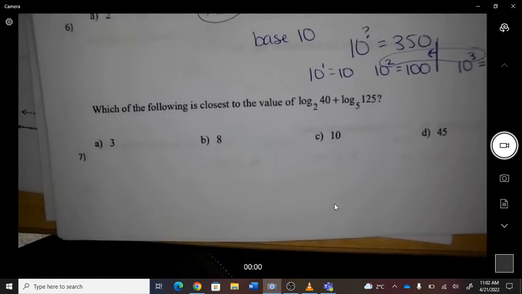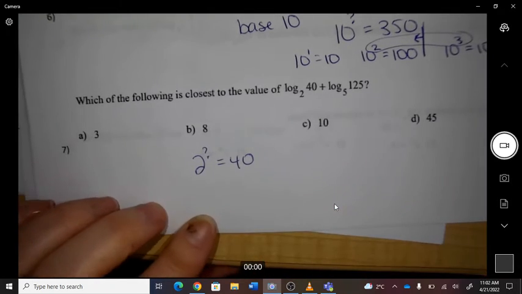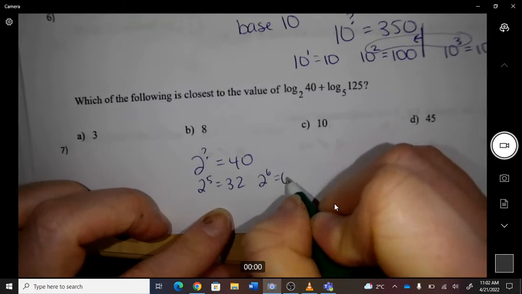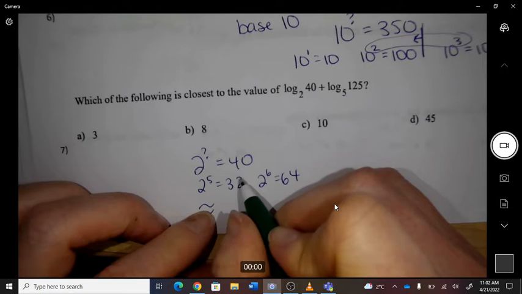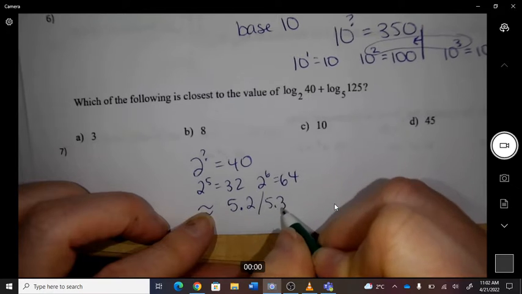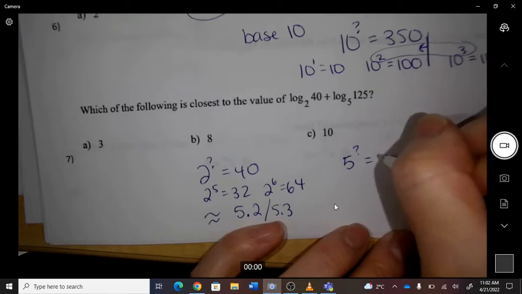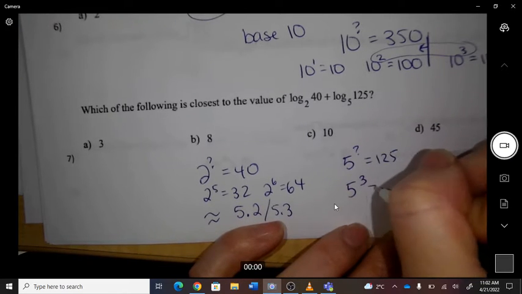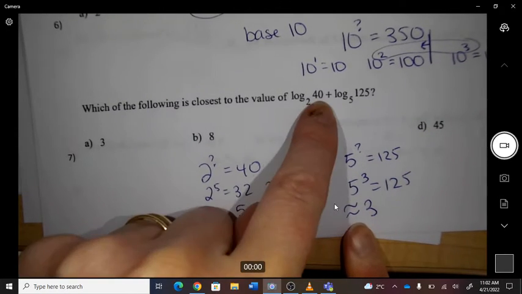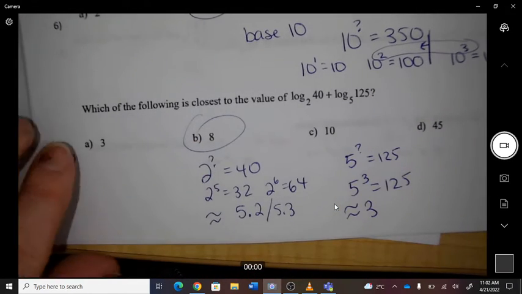So what's the closest value of this? In the first one, 2 to the what exponent is 40. So 2 to the 5th is 32, and 2 to the 6th is 64. So this would be about 5.3. And then on this, 5 to the what is 125. And we actually have an exact number on that. So that's 3. If I add those values together, my best guess would be 8.